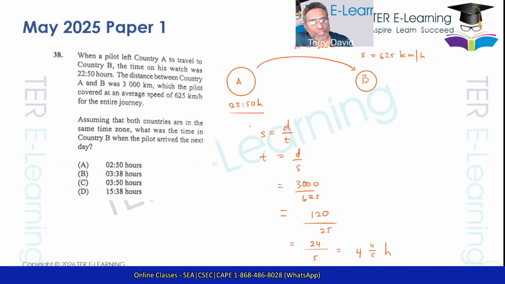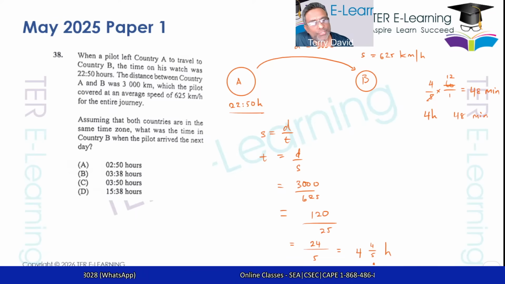Now you're starting off at 2250, so you have to figure out what time that is. The best way to do this is to think of it like this. This 4/5 of an hour, I should work that into minutes. To convert 4/5 to minutes, I just have to multiply by 60. So this will be 48 minutes. So this actual trip is taking 4 hours and 48 minutes. That's how long this trip is taking.